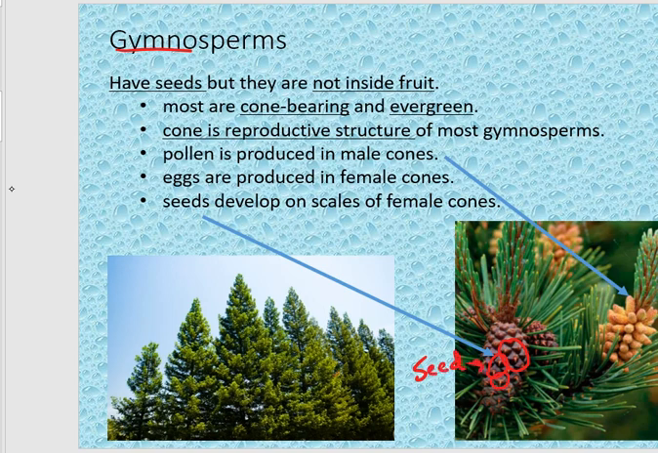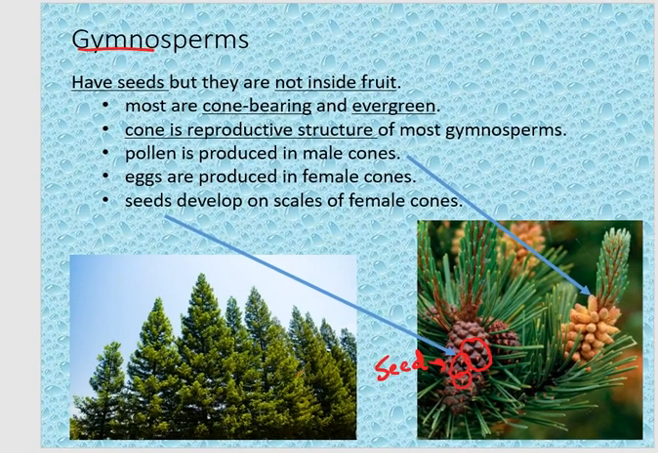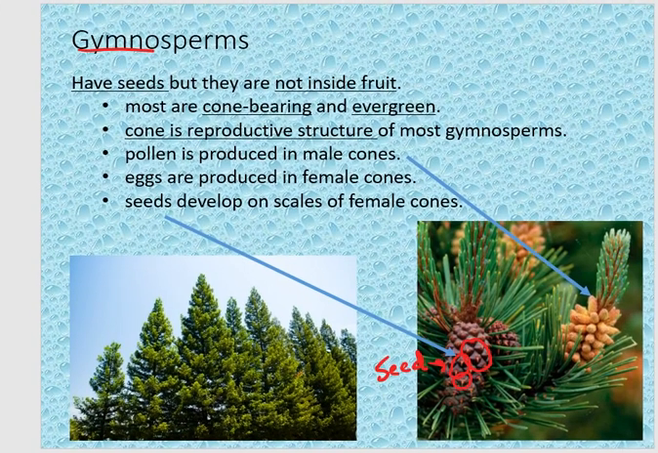Most of these are cone-bearing and evergreen, meaning they're green all year long. The cone is the reproductive structure for most gymnosperms. Pollen is produced on male cones, which you see here on the right. These little orange ones will turn yellow. That is the cone of the male reproductive part. That is the pollen. Eggs are produced in the female cones, which you see on the left here. And the seeds develop on the scales. Those little red dots are the seeds.